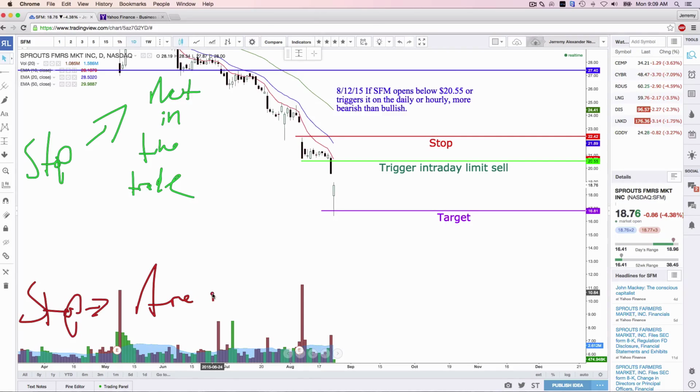Are in the trade. So you have two types of stops. You have one where you're not in and one where you are in. So if you are not in a trade, you can set up a stop order to trigger you into a trade. So in this example on Sprouts Farmers Market, the trigger intraday limit sell order at 20.55, you were saying I am not in the trade yet.